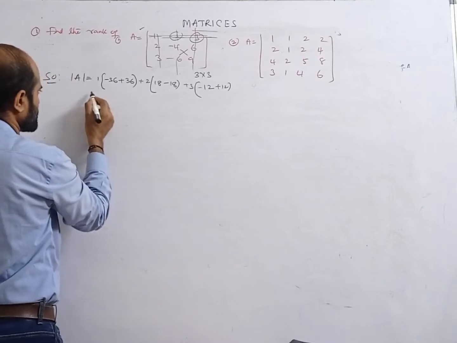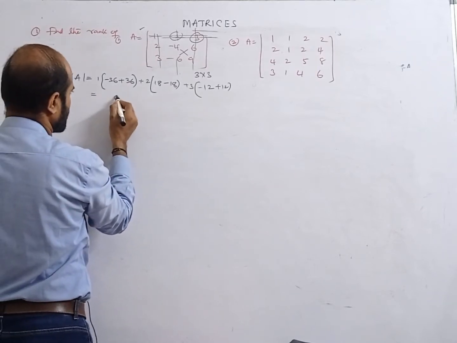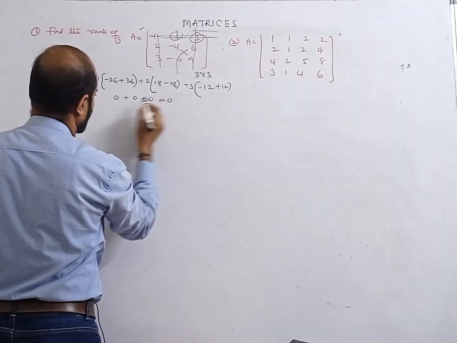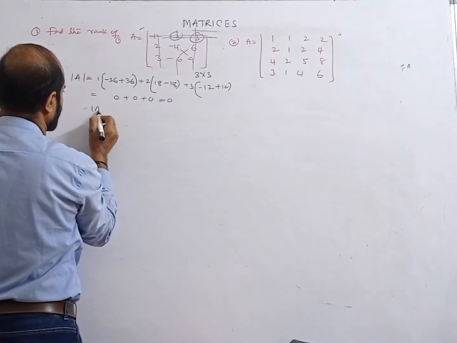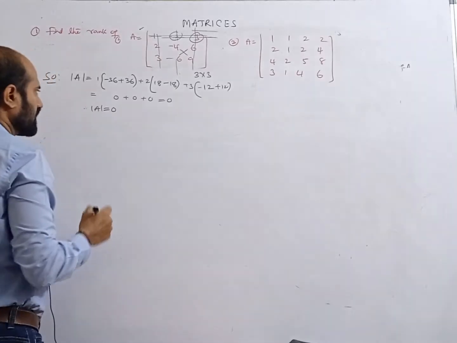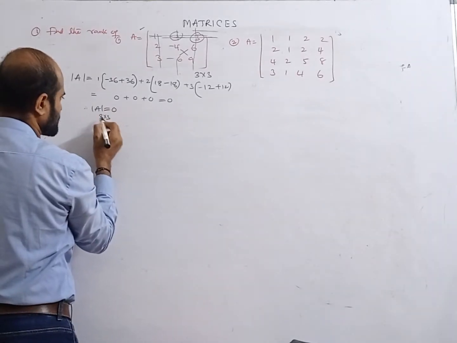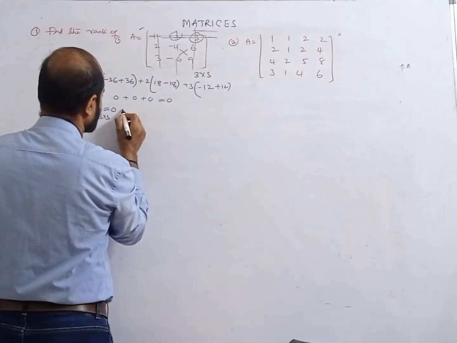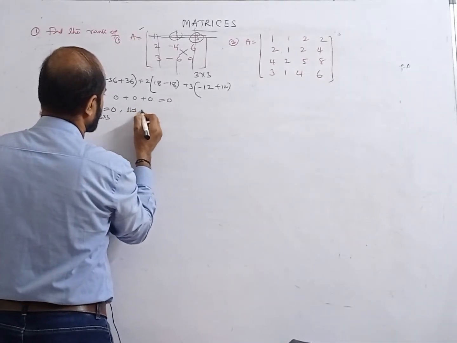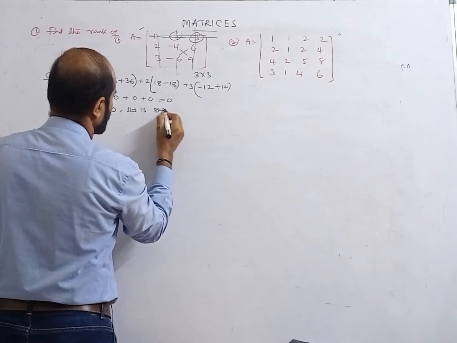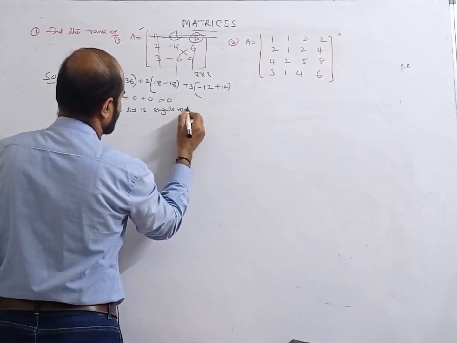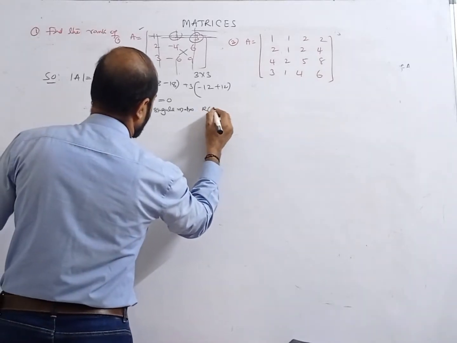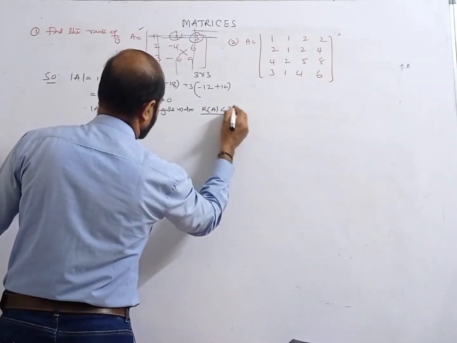Please observe this one. What is this? 1 into this is 0, plus 2 into this is also 0, plus 0, totally 0. It means det A, the determinant of A, is 0. If the determinant of a 3 by 3 matrix is 0, you know this is a singular matrix. So A is a singular matrix here. If it is a singular matrix, then the rank of this matrix is less than 3.